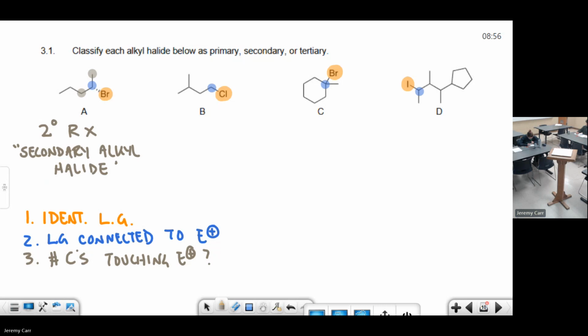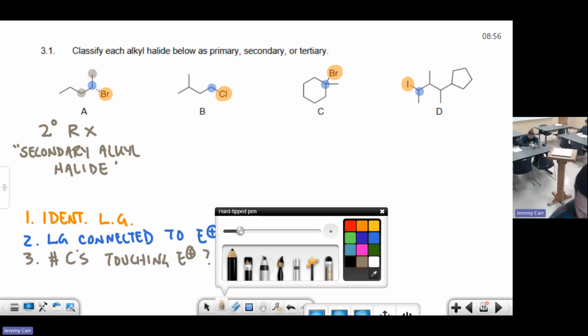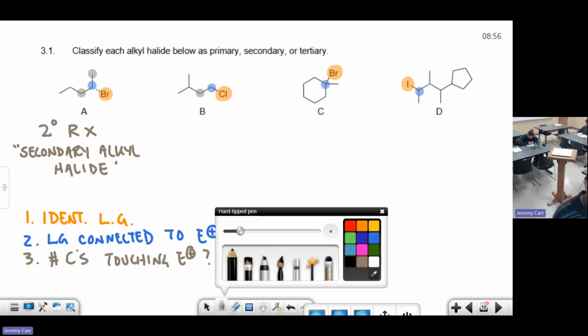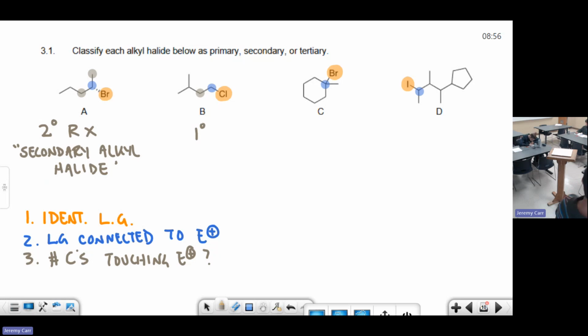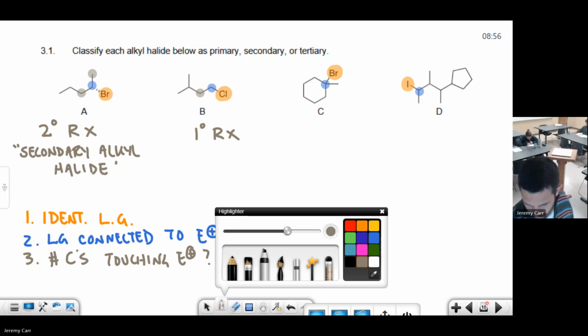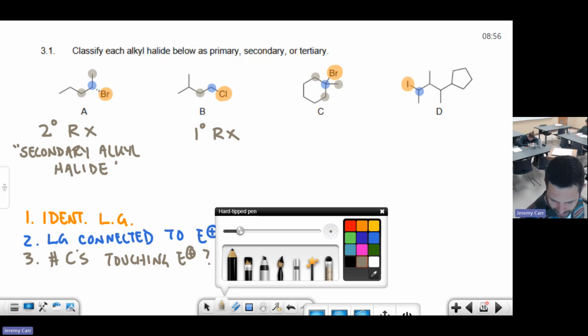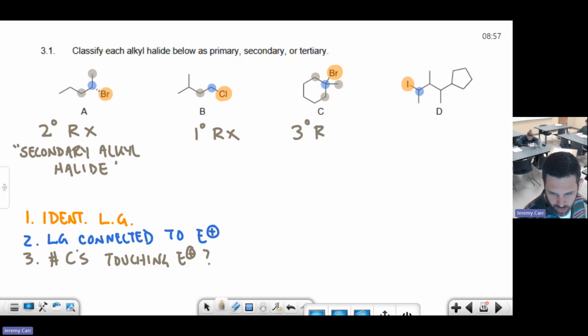All right, look at B. How many carbons are we touching? 1. So this makes this a primary, right? And so we can just symbolize that by saying it's 1, and then that degree symbol, RX, to mean a primary alkyl halide. All right, C. Tell me about C. Which is what? Means what? Starts with the T. Tertiary. Excellent. 3° RX.